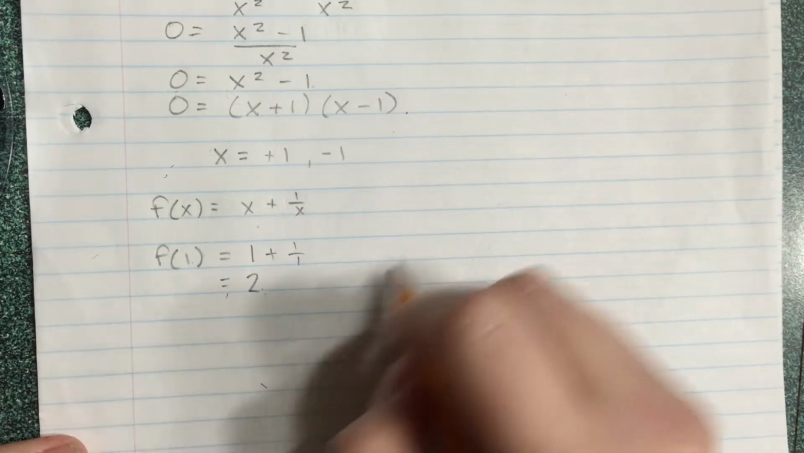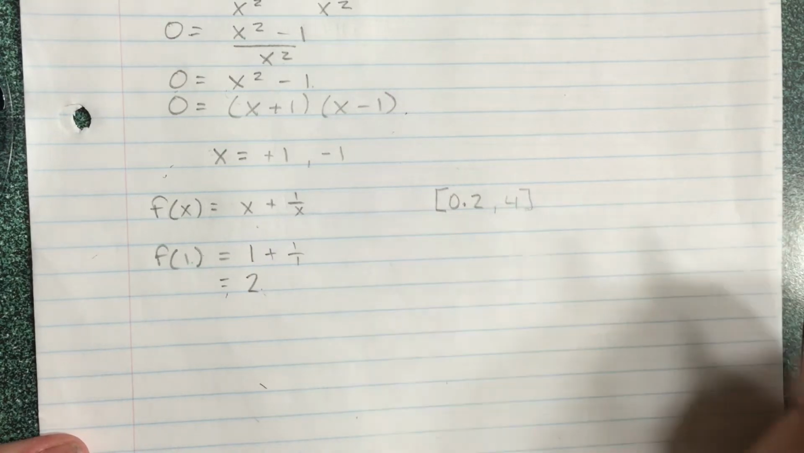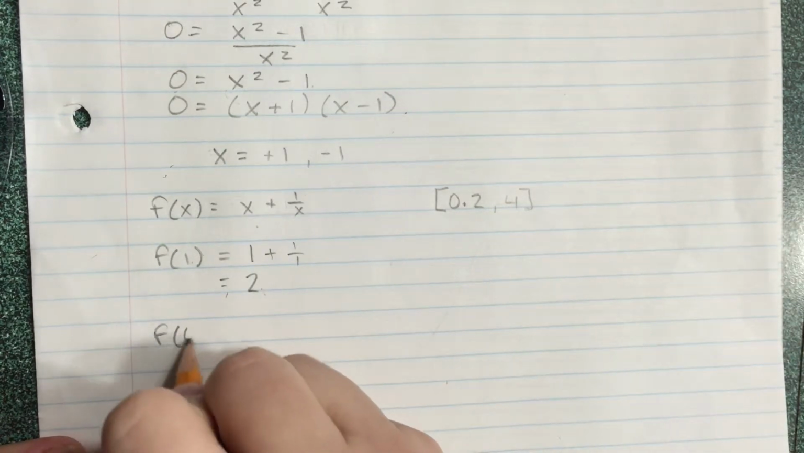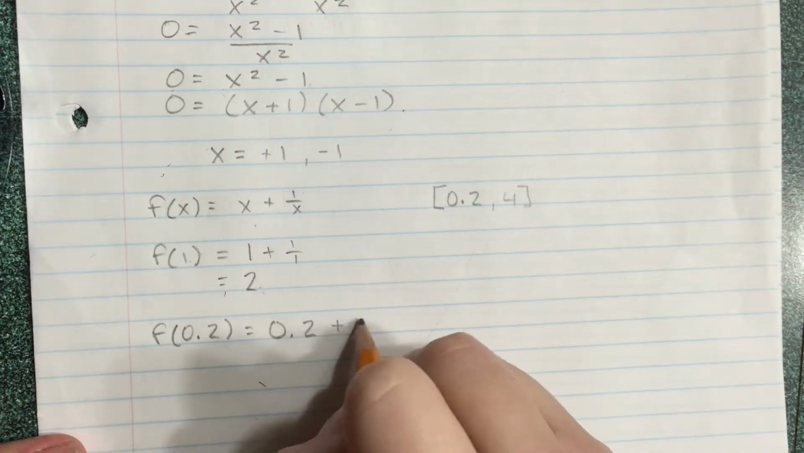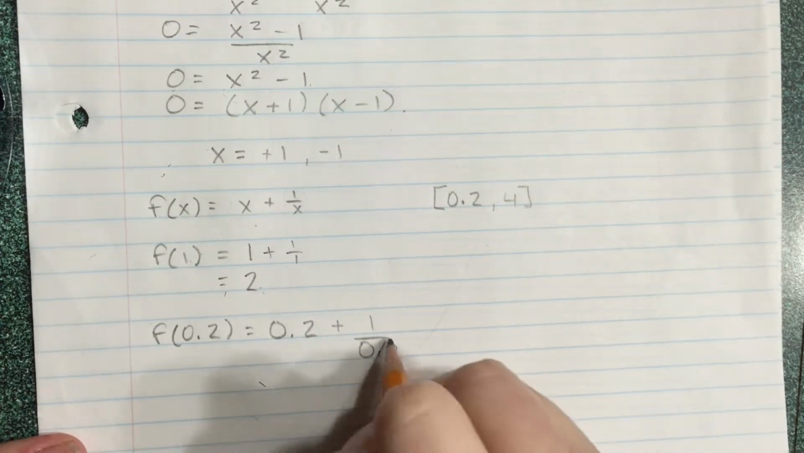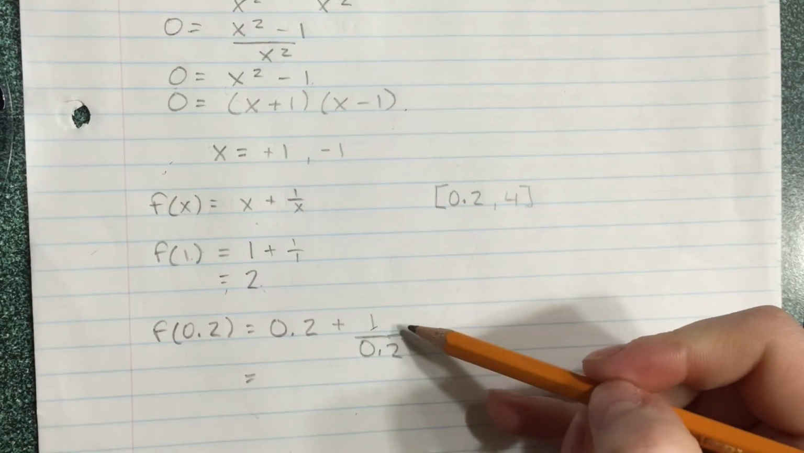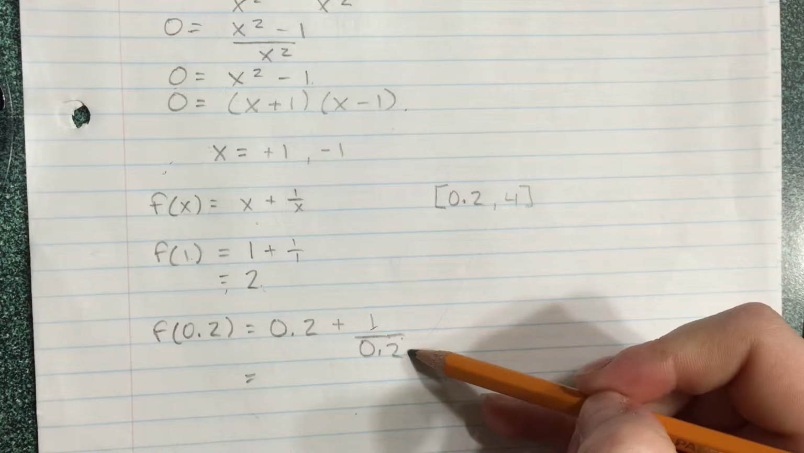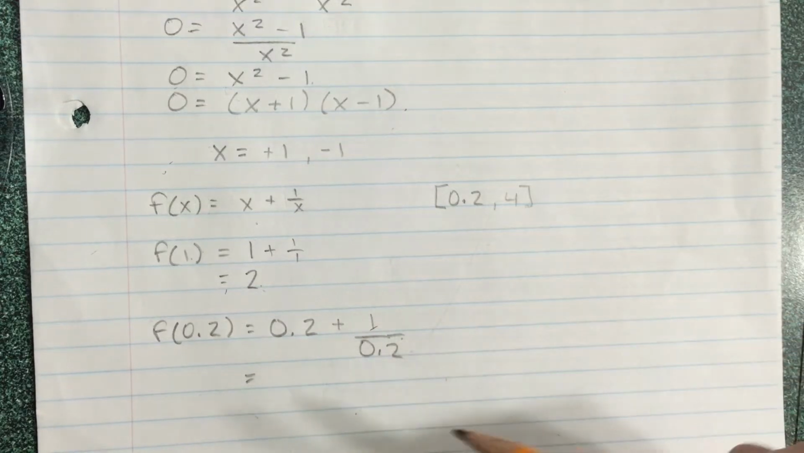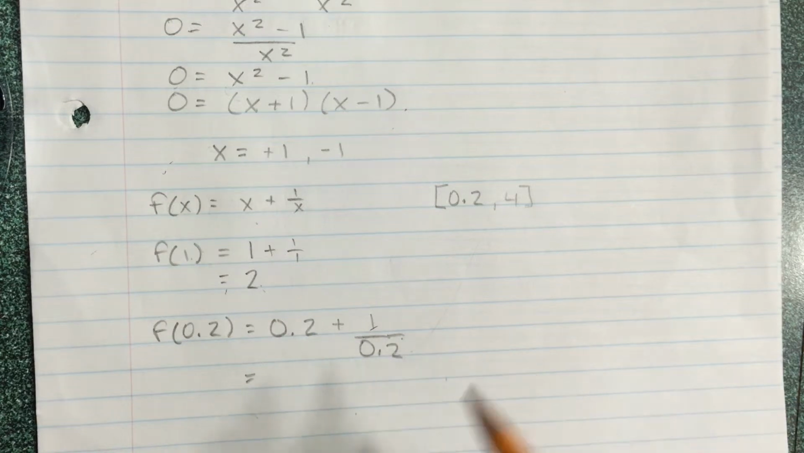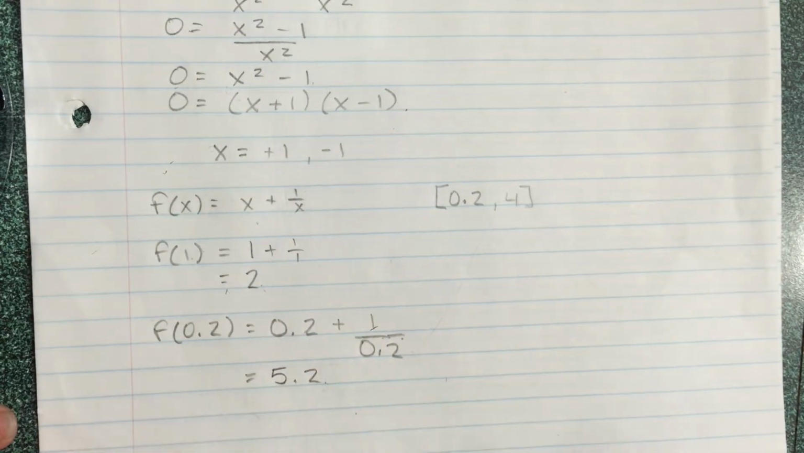Next we're going to check our endpoints, and our domain is 0.2 to 4. So we're going to check f at 0.2. That makes it 0.2 plus 1 over 0.2. To find this term, it would be 1 divided by 0.2. So 0.2 goes into 1 five times, so that will equal 5. So you have 0.2 plus 5, which makes it 5.2.